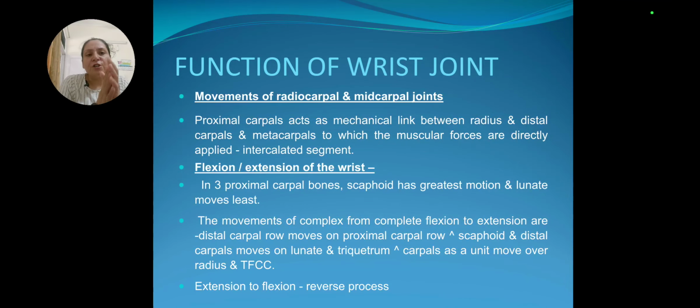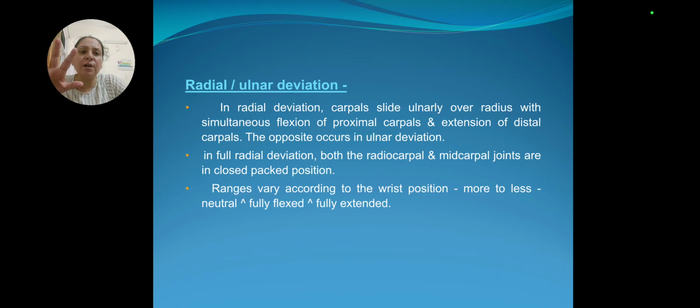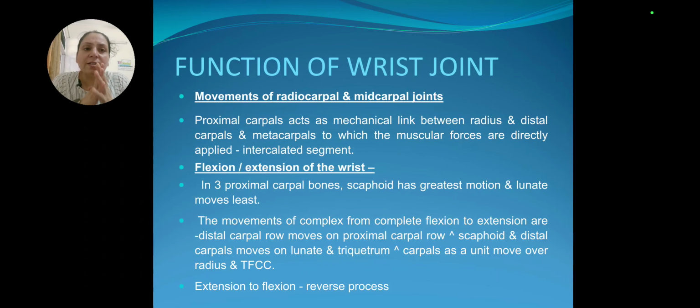Now let us come to the function. It is very important to understand this, because all of this was the anatomy part, and my work comes here: what is the function of the wrist joint, and how it moves. In the movement of the radiocarpal and midcarpal joints, the proximal carpal row acts as a link between the radius and ulna as well as the distal carpal row, to which the muscular forces are directly applied.